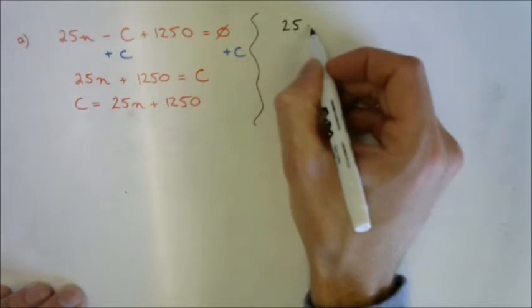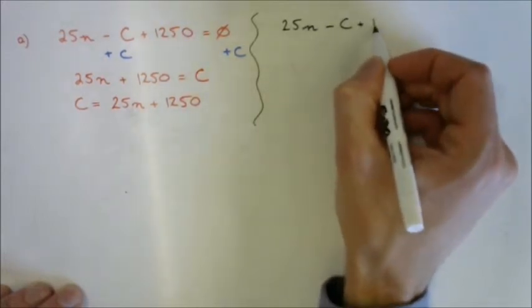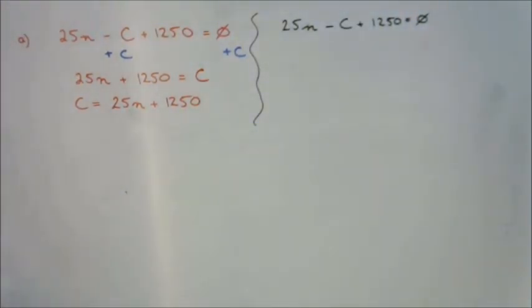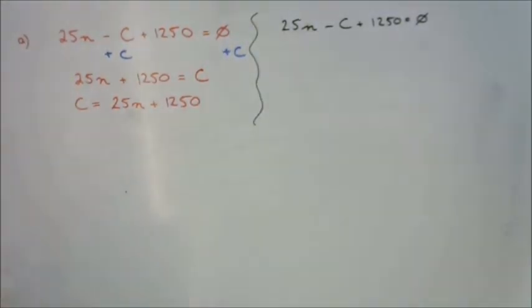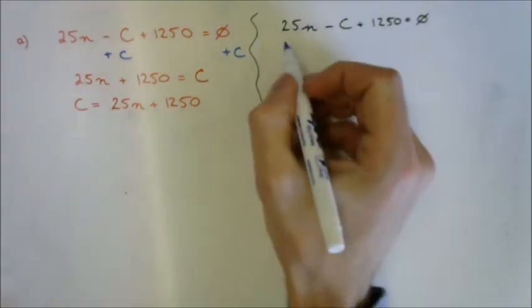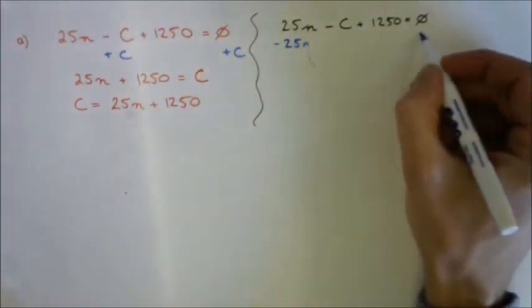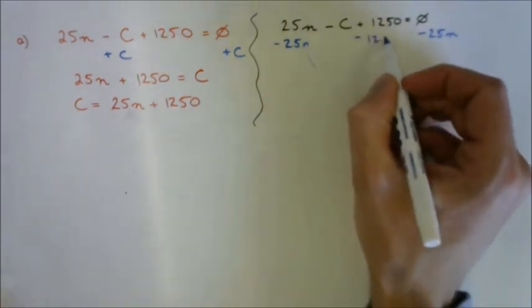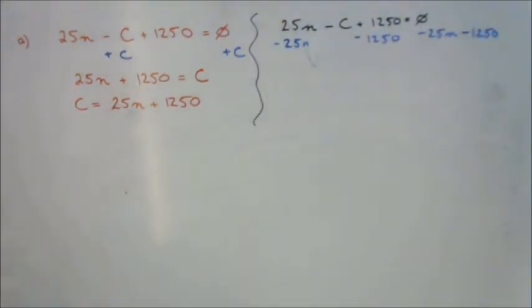So if you have space, which you do, go ahead and copy this down. You've got 25n minus c plus 1250 equals 0. And this time I'm going to isolate my c on the left. So in order to do that, I'm going to subtract 25n from both sides. And I'm going to subtract 1250 from both sides. Careful.